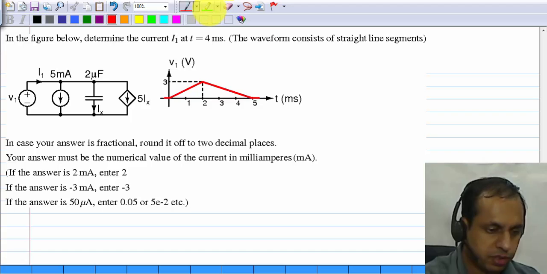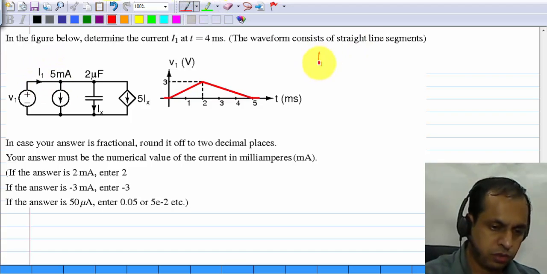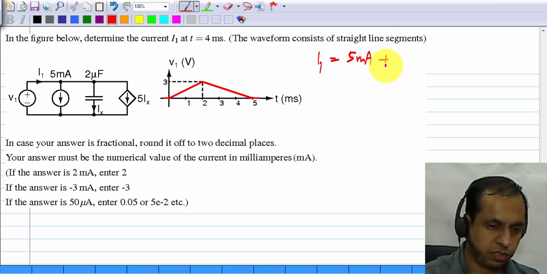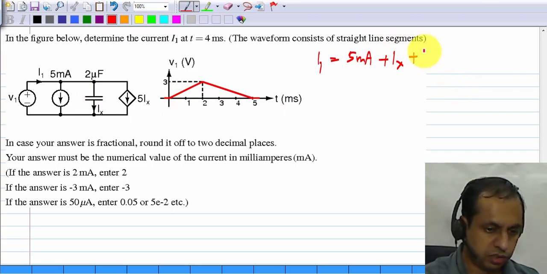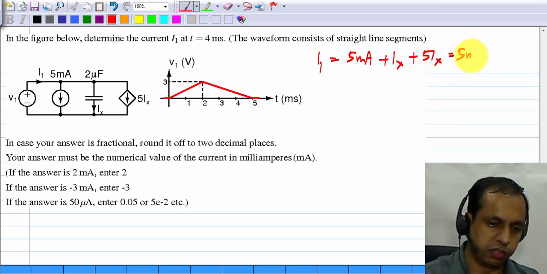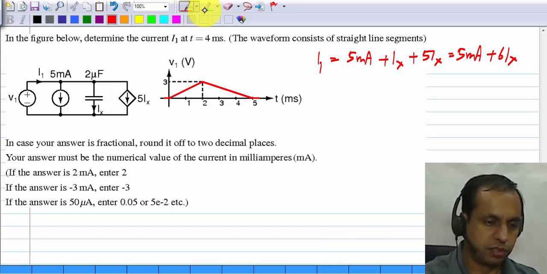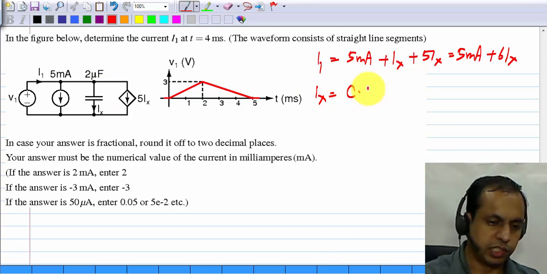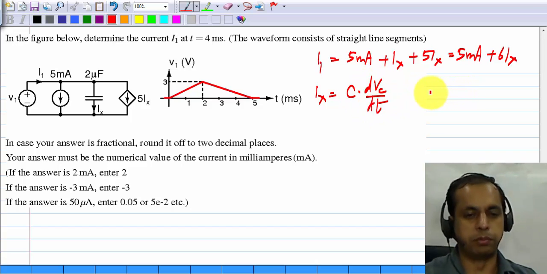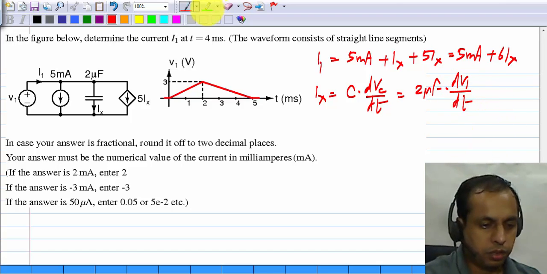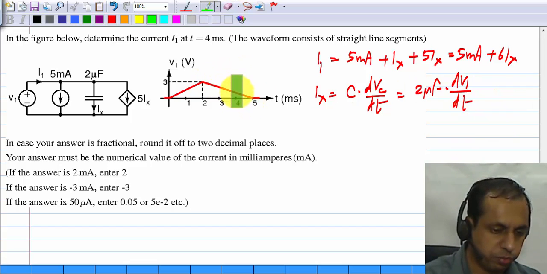The very last problem: I1 is the sum of all these three currents flowing downwards. The first one is 5 milliamps, the second one is Ix, and the third one is 5 Ix, which is basically 5 milliamps plus 6 Ix. Now this Ix is the current through a capacitor, so Ix is C times the time derivative of the capacitor voltage, which is 2 microfarad times dV1 by dt. You have to find this time derivative of V1 at t equals 4 milliseconds here.